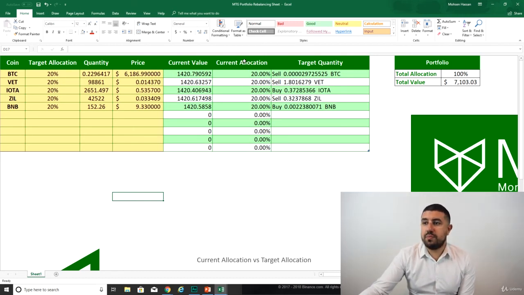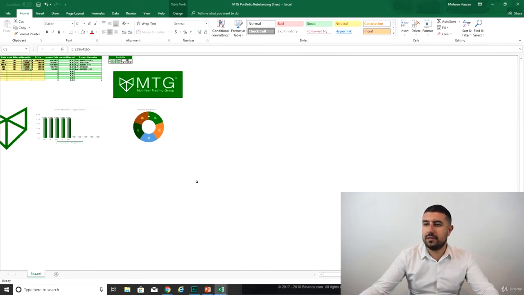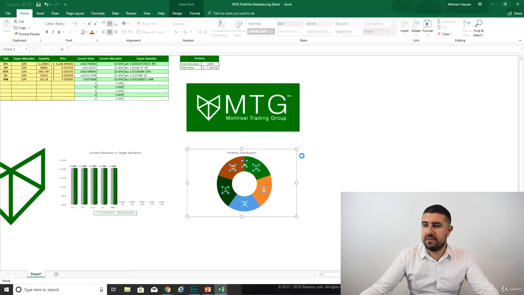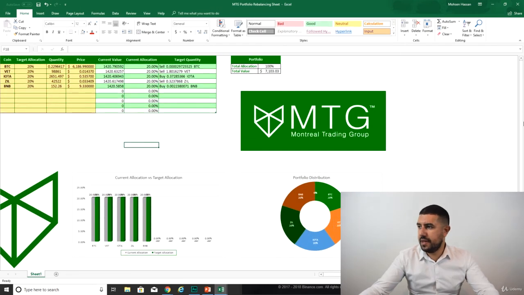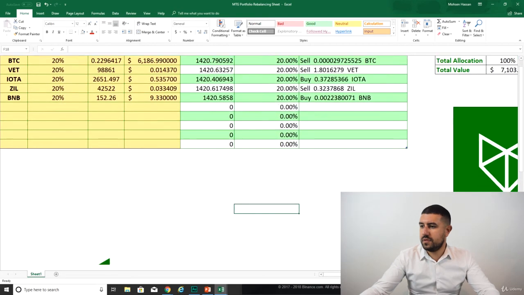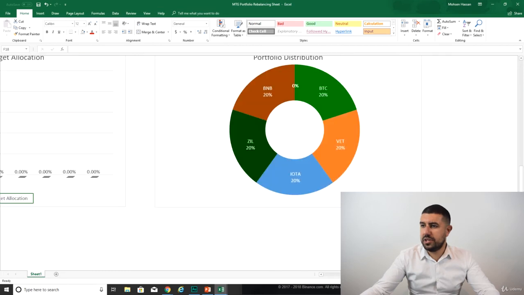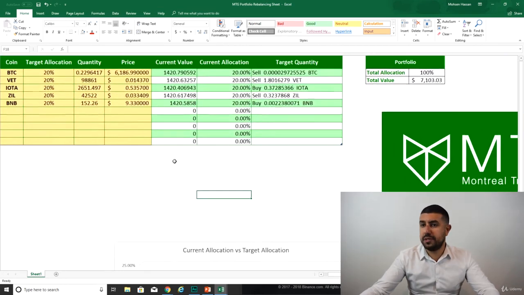My allocation is 20% everywhere. So it's perfect, right? I put in the right prices. I sold the right amount. So I check my balances, and now my new balances make it that my portfolio is perfectly balanced at 20% everywhere. And I'm happy about that, right? So 20% everywhere here. So we have our 20% in each of those, and that's what I wanted.